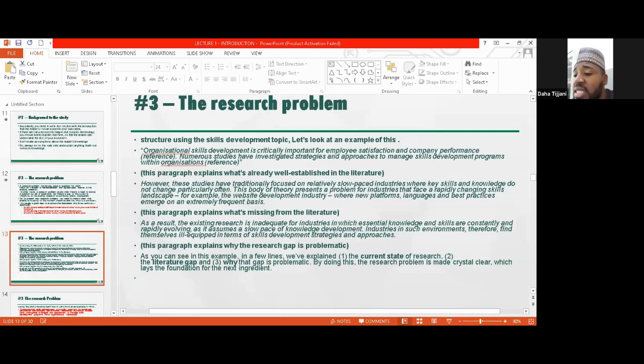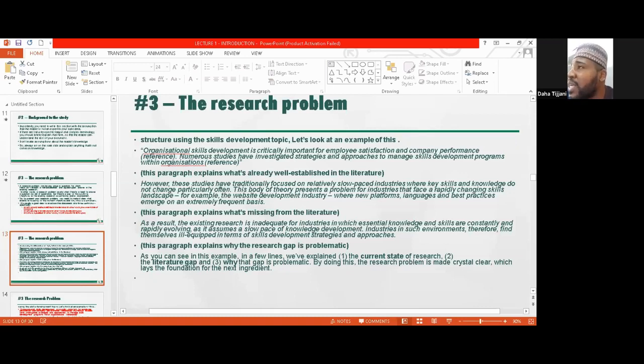But however, the next sentence says that these studies have traditionally focused on a relatively slow-paced industry where key skills and knowledge do not change particularly often. So this body of theory presents a problem for industries that face a rapidly challenging skills landscape. So for example, web development industry, where new platform languages and best practice emerge on an extremely frequent basis. So you see that here you have clearly shown what is already existing.